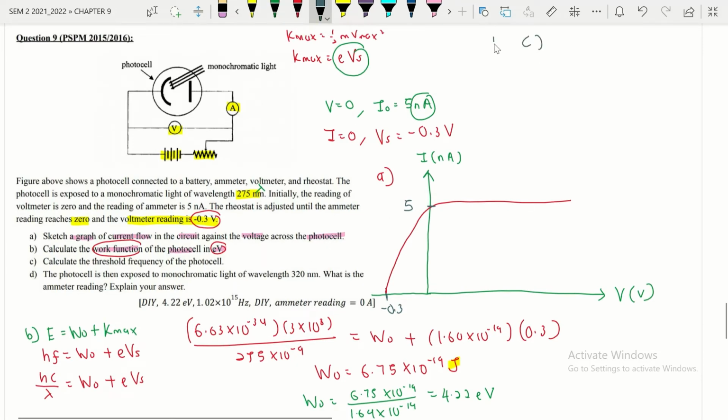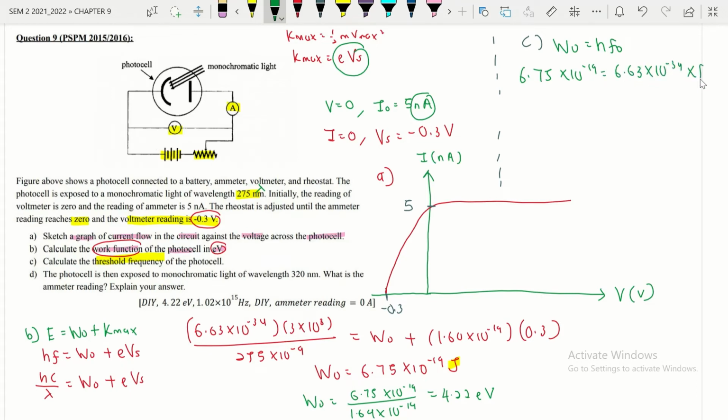Okay, C miss does here. C asks us to calculate the threshold frequency. For the threshold frequency we can get it from the work function formula. Your work function, we take the one in joule, is 6.75 times 10 to the power of negative 19, equals your Planck constant 6.63 times 10 to the power of negative 34 times the threshold frequency. So the threshold frequency you will get is 1.02 times 10 to the power of 15 hertz. That is for the threshold frequency.